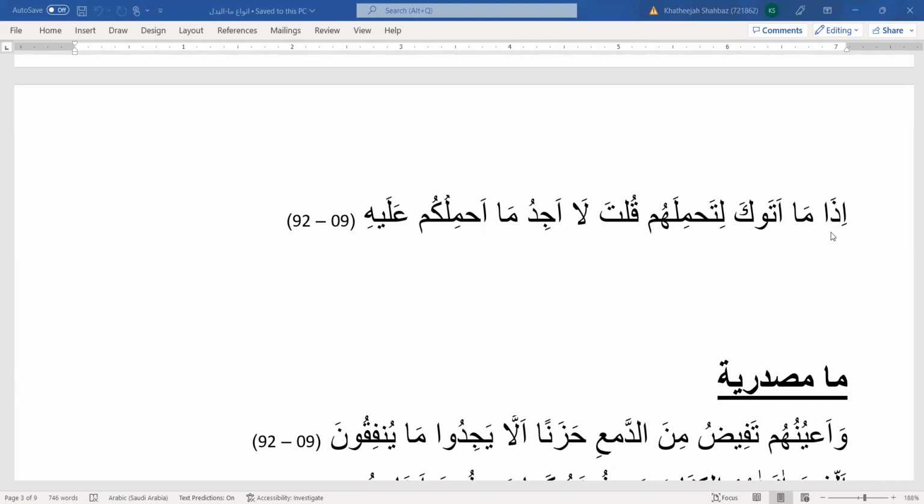When, by not translating ma, when they came to you so that you carry them, you said, I do not find what I carry you all upon. So this is ma mausula. But what about this ma? I translated the whole sentence without using this ma and it still made sense. So this ma is ma zaida.